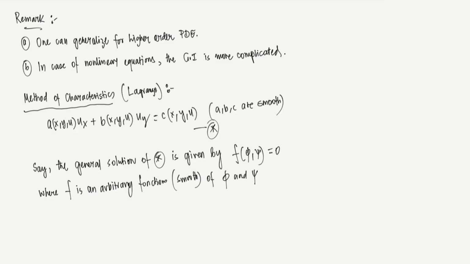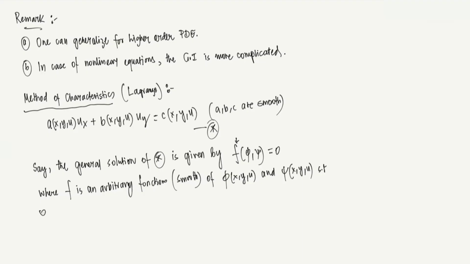Okay, maybe I can write it like this, phi of x, y, u and psi of x, y, u. I am assuming that my solution will be the zero set of some function small f. Is it okay? And the function small f is again a function of two other functions phi and psi. What are the properties of phi and psi? They are functions from x, y, u to R, of course, such that this is very important.